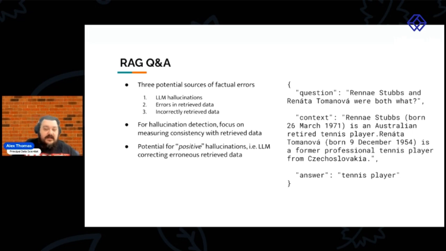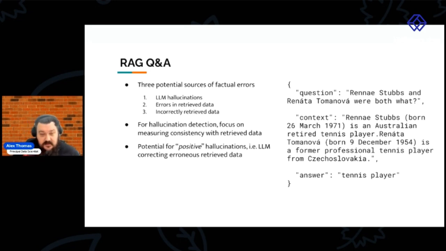So in this case, detecting hallucinations is probably better done by looking for consistency with the retrieved data. Because if we remember back to how RAG Q&A works, you get the question, you have a retrieval system that gets the contexts, then the LLM generates the answer. And so if you want to look for problems with your LLM, you should focus on what happens after that step, so making sure that the answer is correct for the data retrieved.